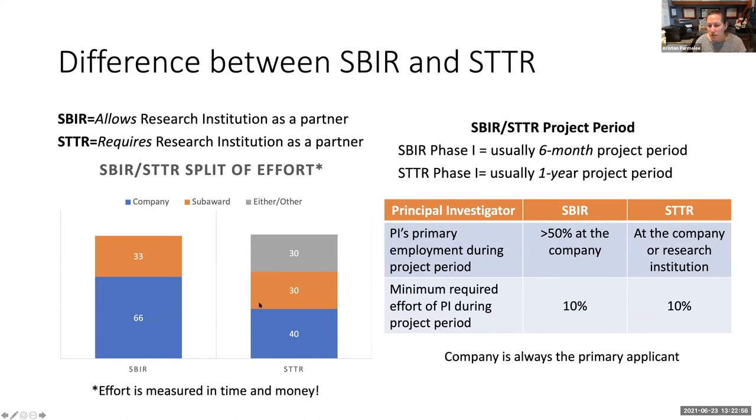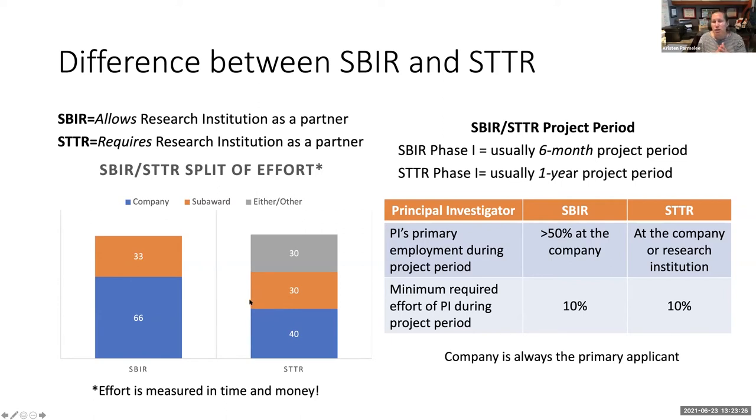To give you a sense of these splits, for example, if you're doing a multi-site clinical trial, the company would need to have 40%, at least one clinical site would need to have 30%, and that would leave 30% to split among the other sites. And that's because there needs to be at least one subaward site that serves as the lead subaward site, which is determined by NIH to be that 30% split.